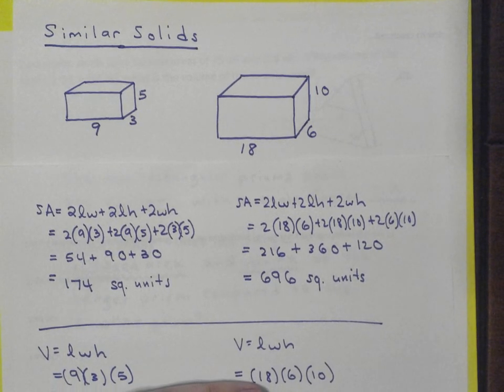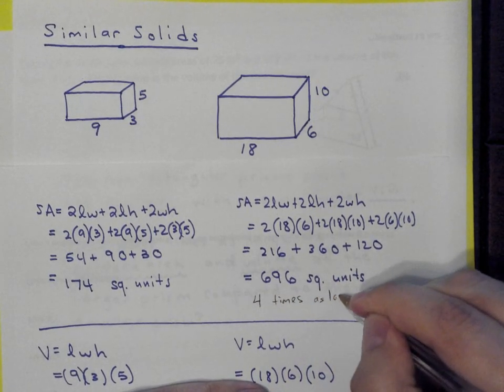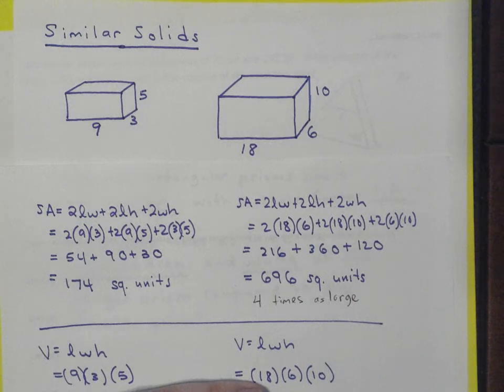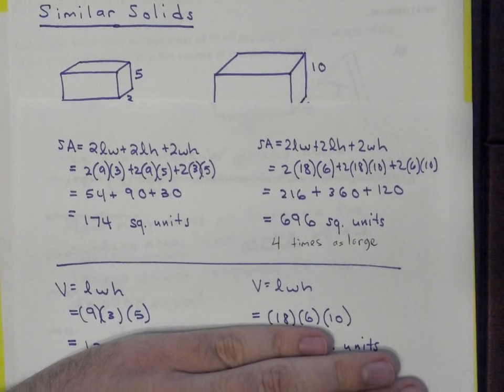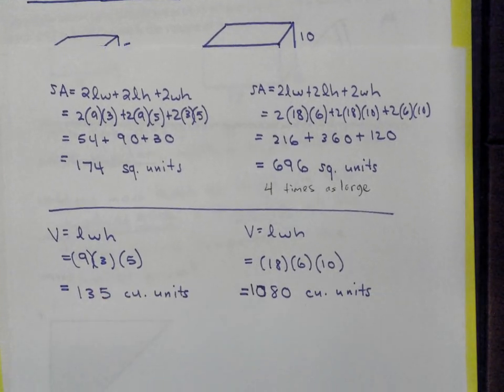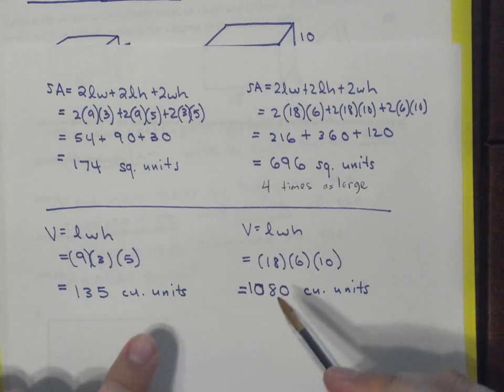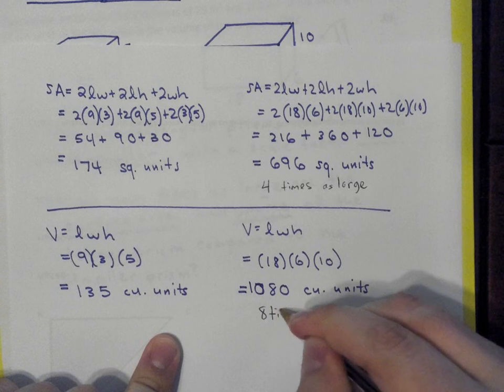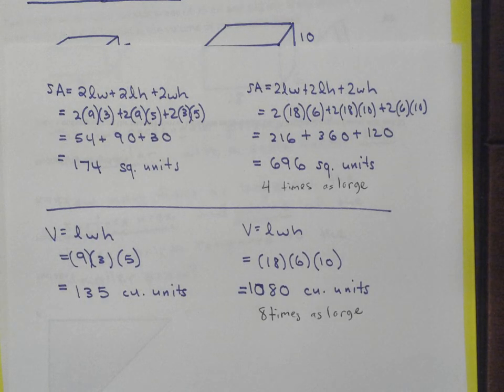Now those numbers are not by any means obvious, but 174 to 696, you can check that 696 is 4 times as large as 174. Right? Now what if I do this with the volumes? For the volumes, I can put in 9 times 3 times 5 and 18 times 6 times 10, and then what will I see? Well, the volume of the first solid is 135 cubic units. The volume of the second solid is 1,080 cubic units. Now again, these numbers aren't particularly obvious, but you can check, 1,080 is 8 times as large as the volume of the original prism that I started with.